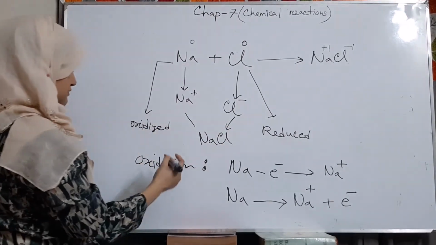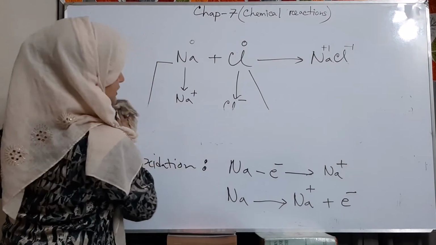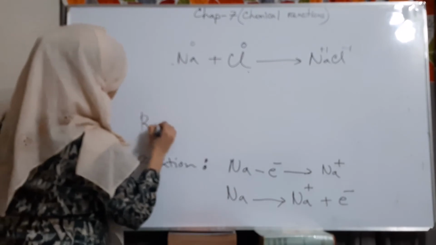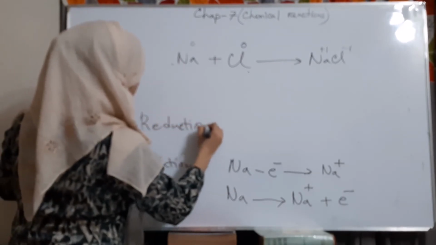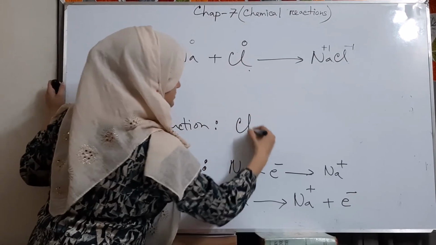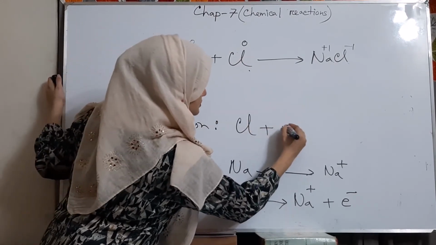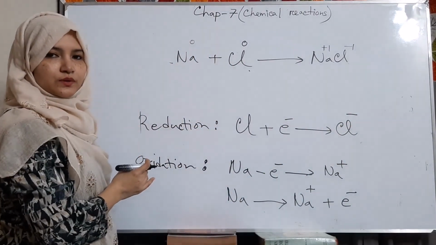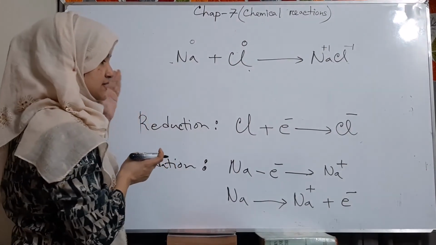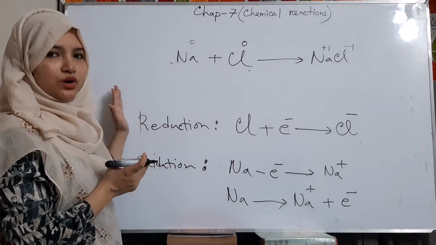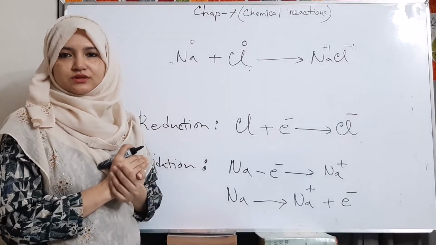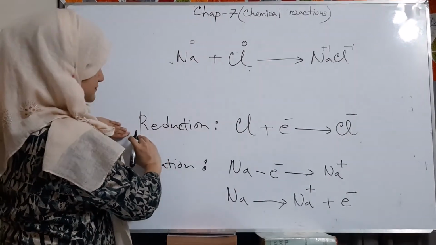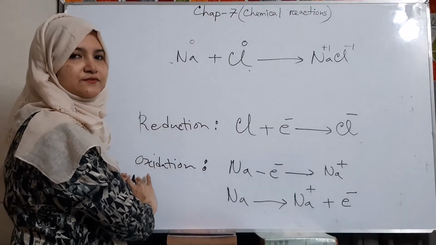Now the reduction. The reduction reaction: chlorine gains this electron and turns into a chloride 1 minus ion. These two reactions are called half reactions. This is called the half reduction reaction and this is known as the half oxidation reaction.